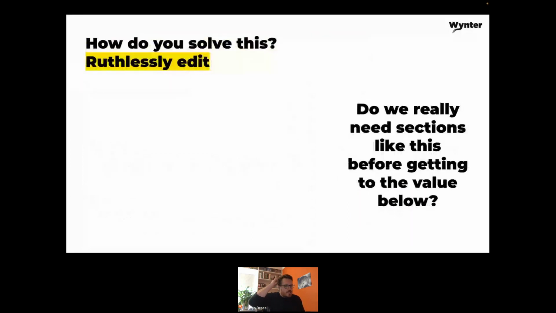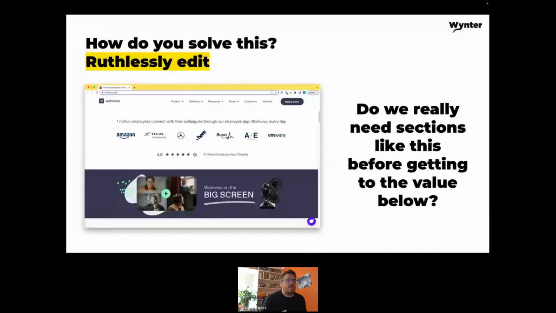So how do we do that in general? One, ruthlessly edit, in my opinion, right? It's not uncommon to see sections like this right after the hero section.